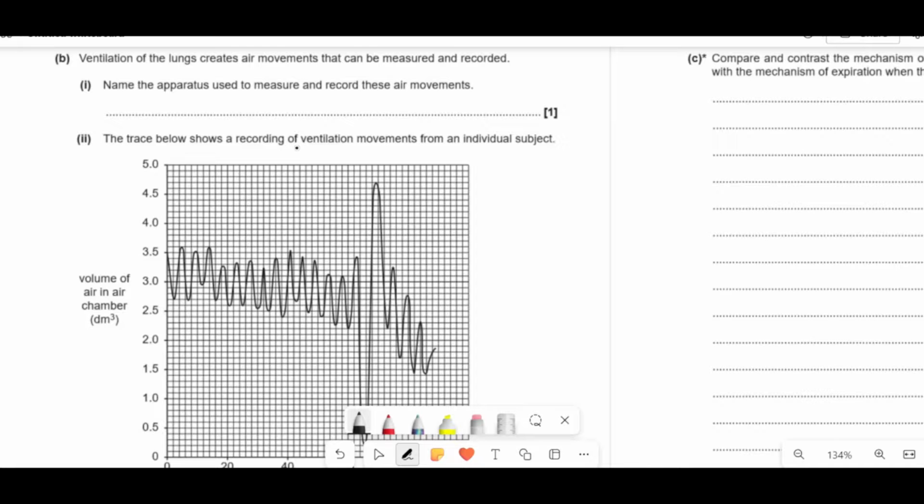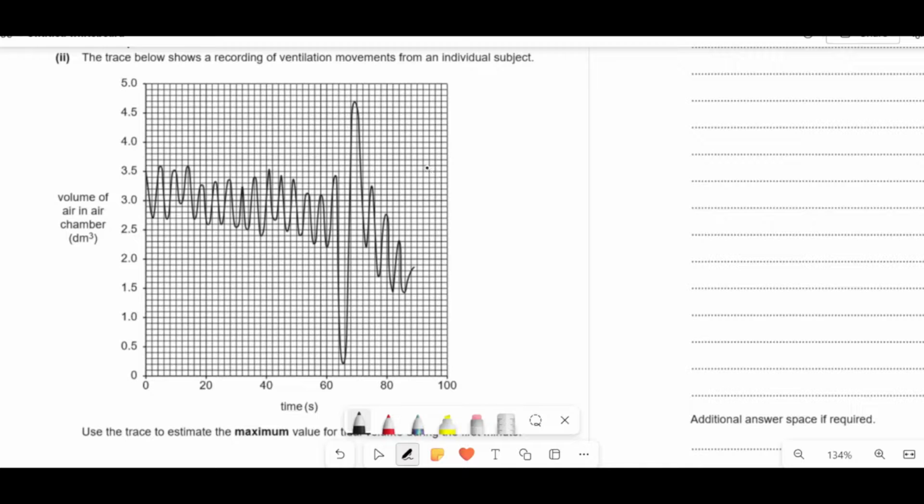So ventilation of the lungs creates air movements that can be measured and recorded. Name the apparatus to measure this. It is spirometer. Next. The trace below shows a recording of ventilation movements from an individual subject. So this is the volume of the air in the chamber. You can see it's going up, down, up, down, and there's a big down, and then a big up, and then an up, down, and so forth. So when it's going up, down, air is going in, air is going out. So that's them breathing and whatever, right?